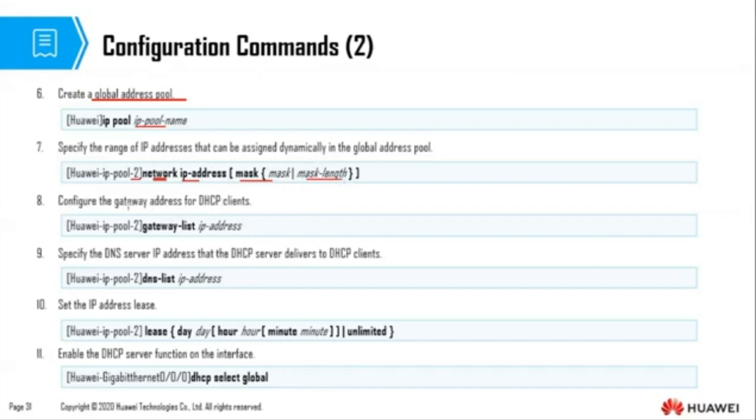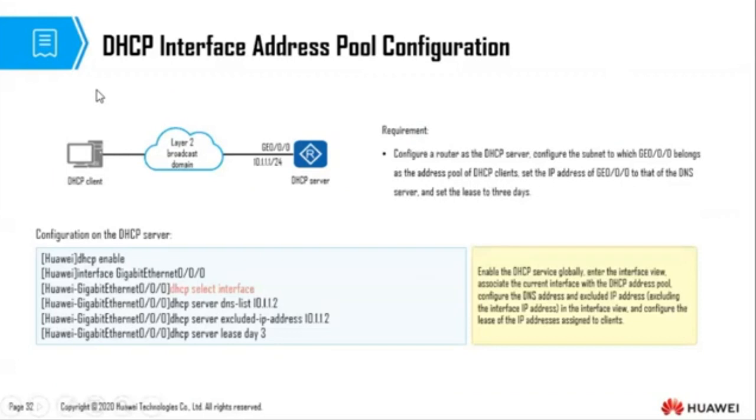Okay, then after that, you need to configure the gateway address. To do that, you use the command gateway list and the IP address of the gateway. DNS list, IP address of the DNS server. Okay, and then lease, then you give it the lease. Then you now need to enable the DHCP server to function on the interface. To do that, you go to the interface and use the command DHCP select global. DHCP select global. So again, in the lab, you're going to do these configurations.